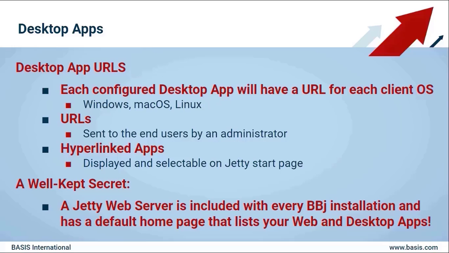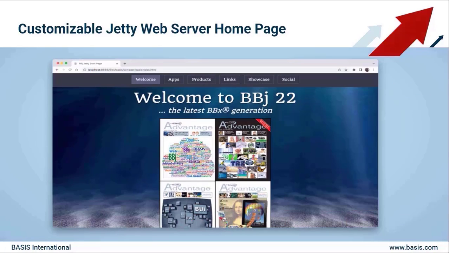And also, we have hyperlinked apps that are displayed and selectable on the Jetty start page. So as you configure your desktop apps or your web apps in EM, they'll be shown on the Jetty homepage. And it's a well-kept secret. The Jetty web server is included with every BBJ installation and has a default homepage that lists your web and desktop apps. And there it is. Look at that. So if you've never gone there, it's just localhost. If you're using HTTP, it's localhost 8888.